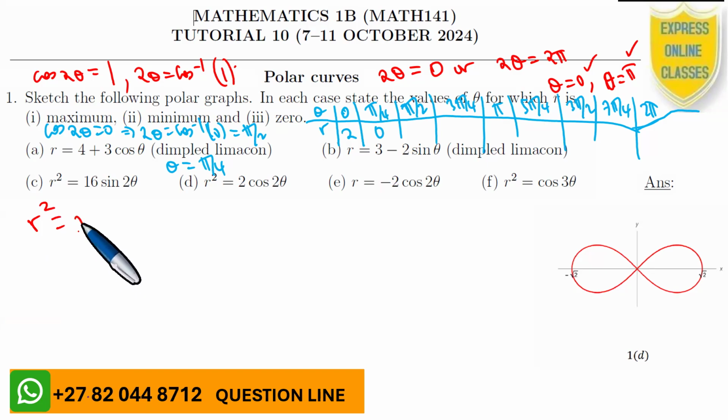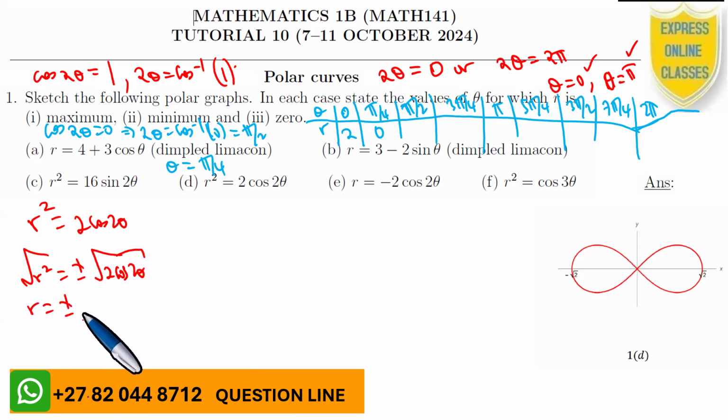So you have r squared equals 2 cosine 2 theta. Take the square root of r squared: plus or minus the square root of 2 cosine 2 theta. Meaning r is plus or minus the square root of 2 times the square root of cosine 2 theta. But we're going to first do the plus.